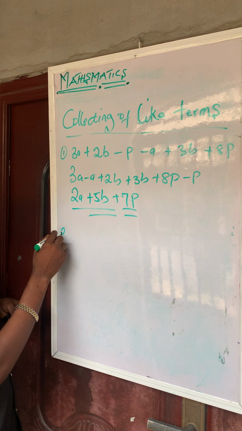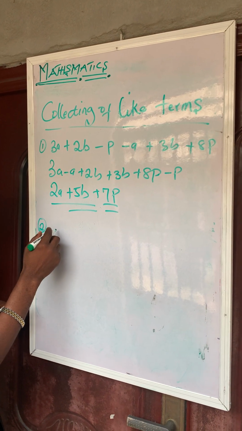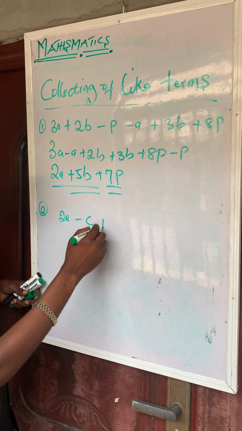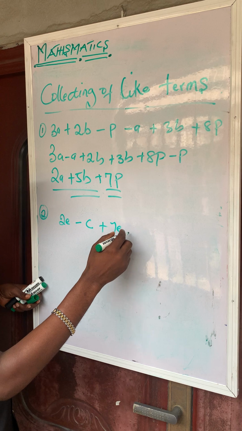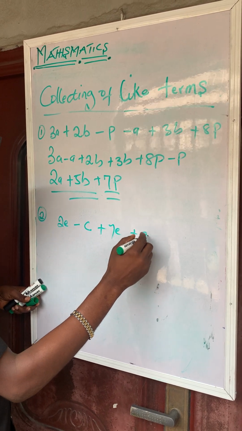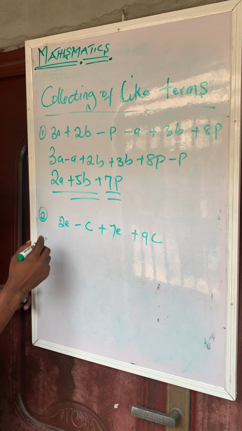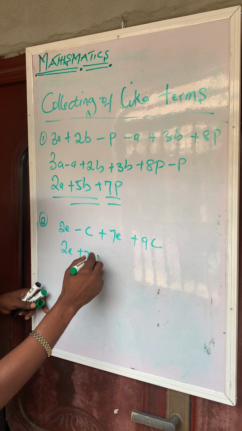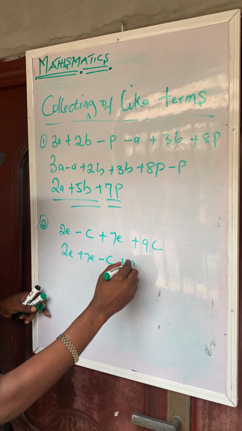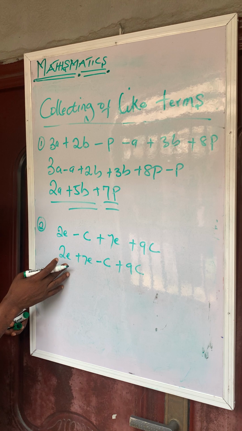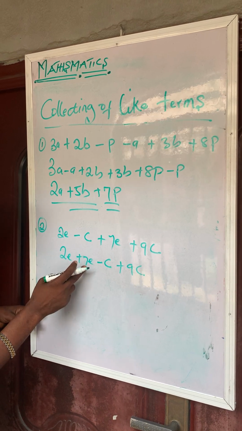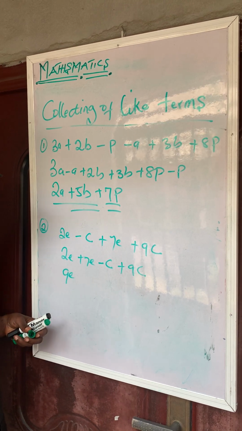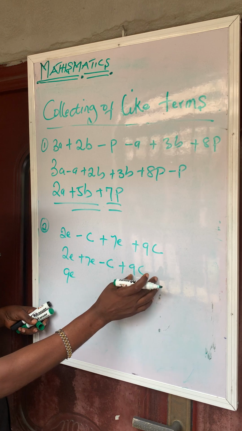Let's go to the next one. Let's say somebody asks you to add 2e minus c plus 7e plus 9c. If you want to add this kind of terms, you group them. You bring 2e plus 7e together. We have minus c and we have plus 9c. Now let's add 2e plus 7e. It's just like 2 plus 7, which is 9. You write 9, just write e, meaning 2e plus 7e is 9e.